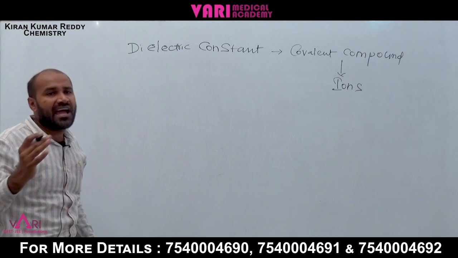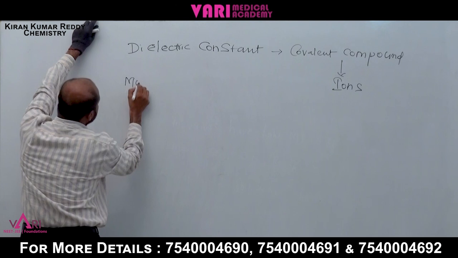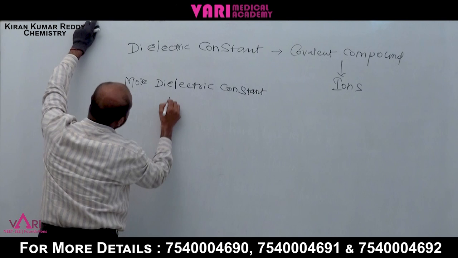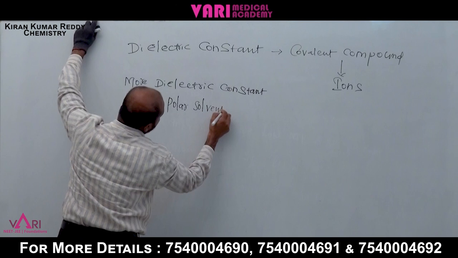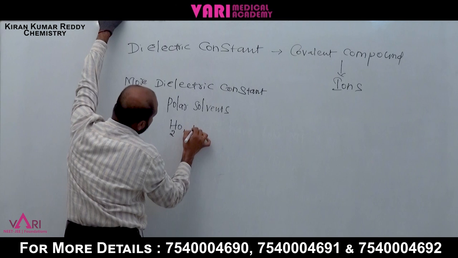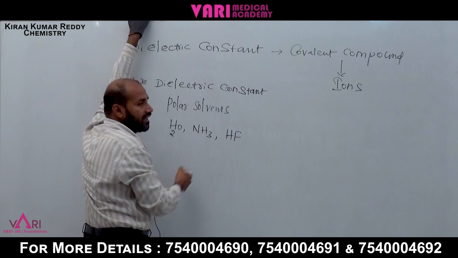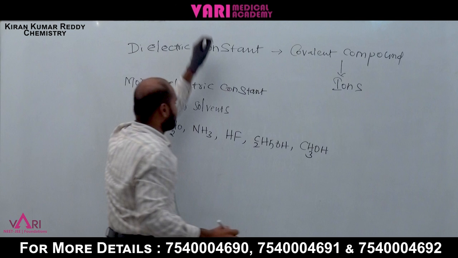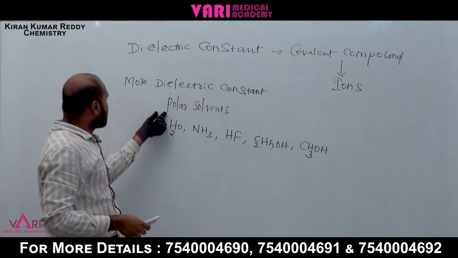Which solvents have a high dielectric constant? Polar solvents. What are the polar solvents? Water, next ammonia NH3, next hydrofluoric acid HF, next ethanol C2H5OH, and methanol. These types of compounds have a high dielectric constant. These polar solvents have a high dielectric constant.